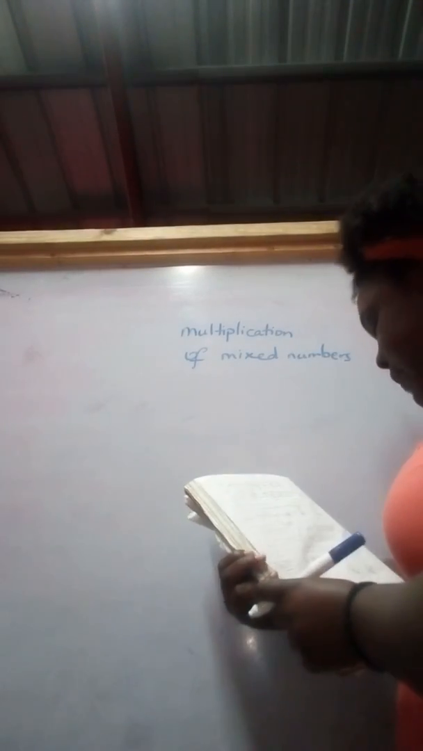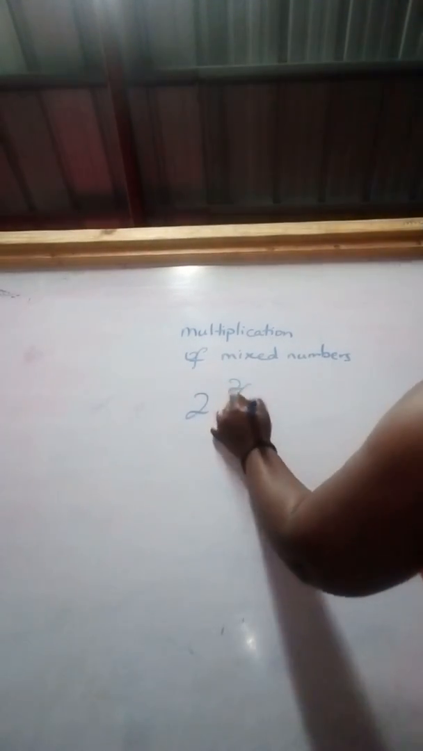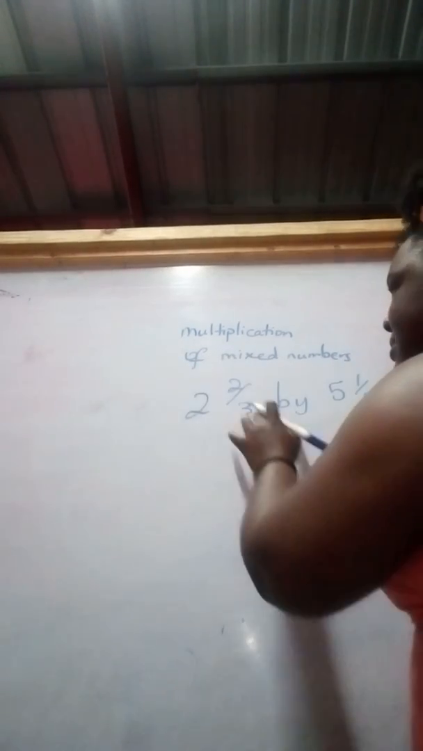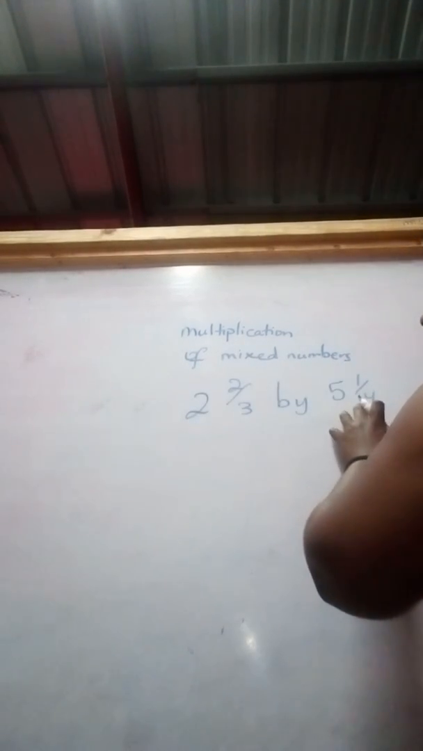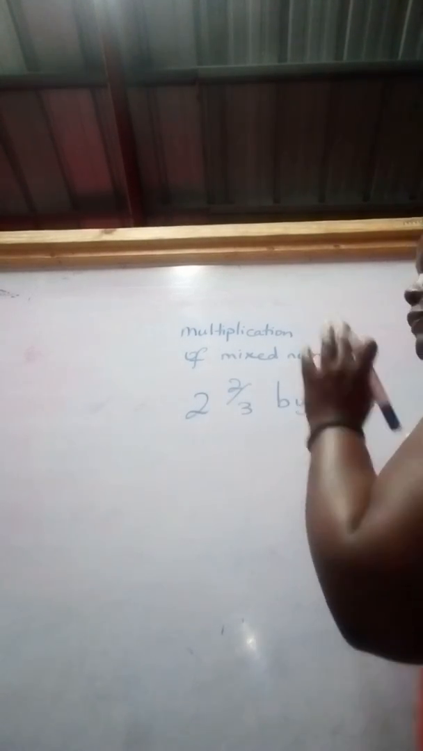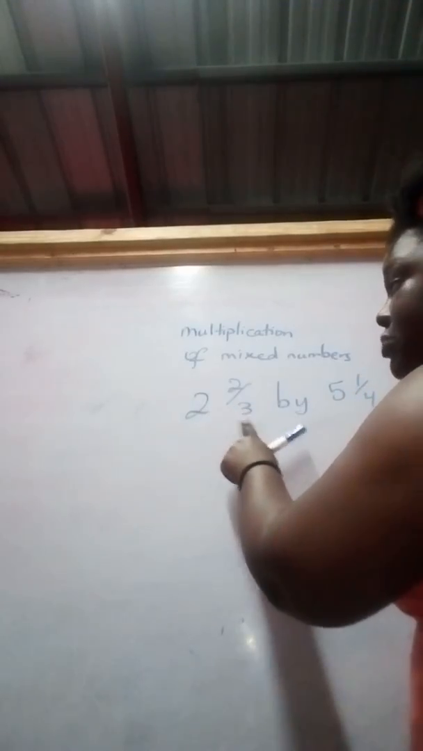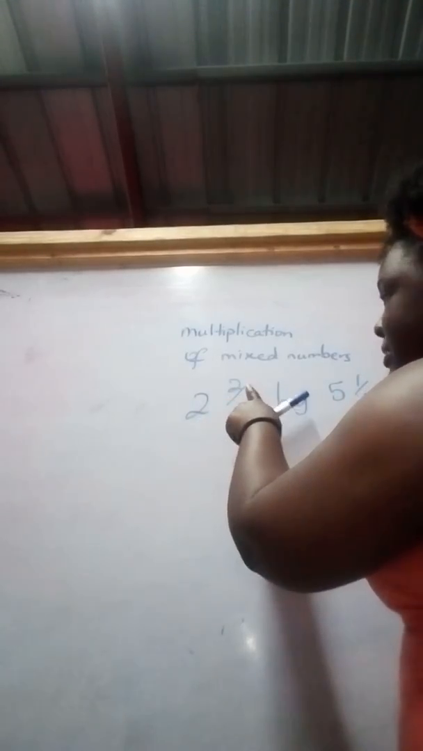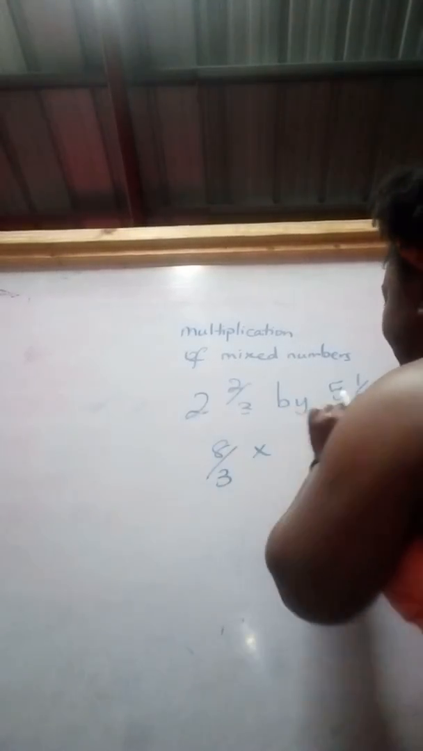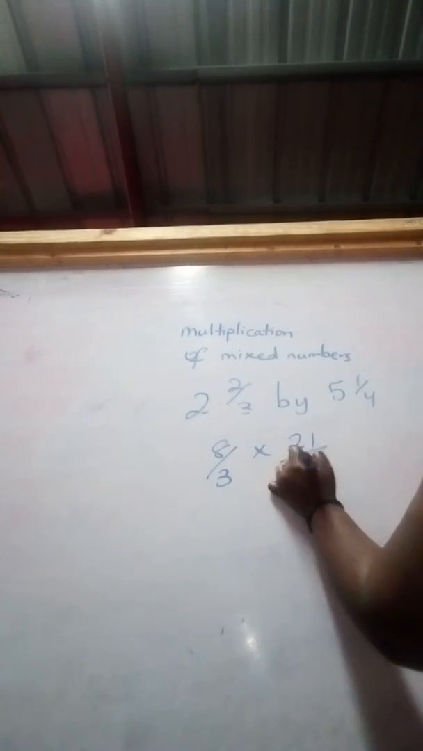Right? The first step, you need to change the mixed numbers to improper fractions, right? So this is your first principle. You take the whole number multiplied by the denominator, 3 2s are 6, added to the numerator. So 3 2s are 6, 6 add 2 will give us 8 over 3, multiplied by 5 4s are 20, 20 add 1 will give us 21 over 4.